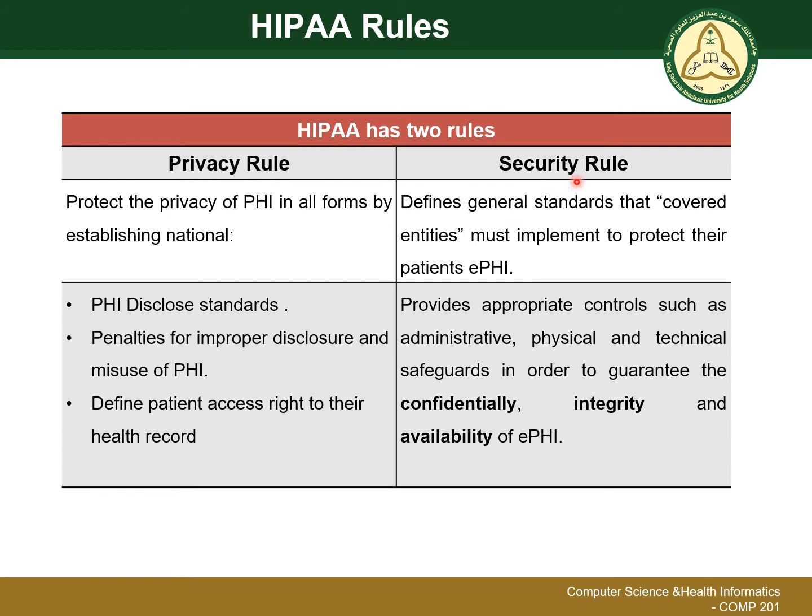The security rule, on the other hand, defines general standards that covered entities must implement to protect their patients' electronic personal health information. There are three safeguard categories required by the HIPAA security rule that serve as a foundation, such as administrative, physical, and technical safeguards.